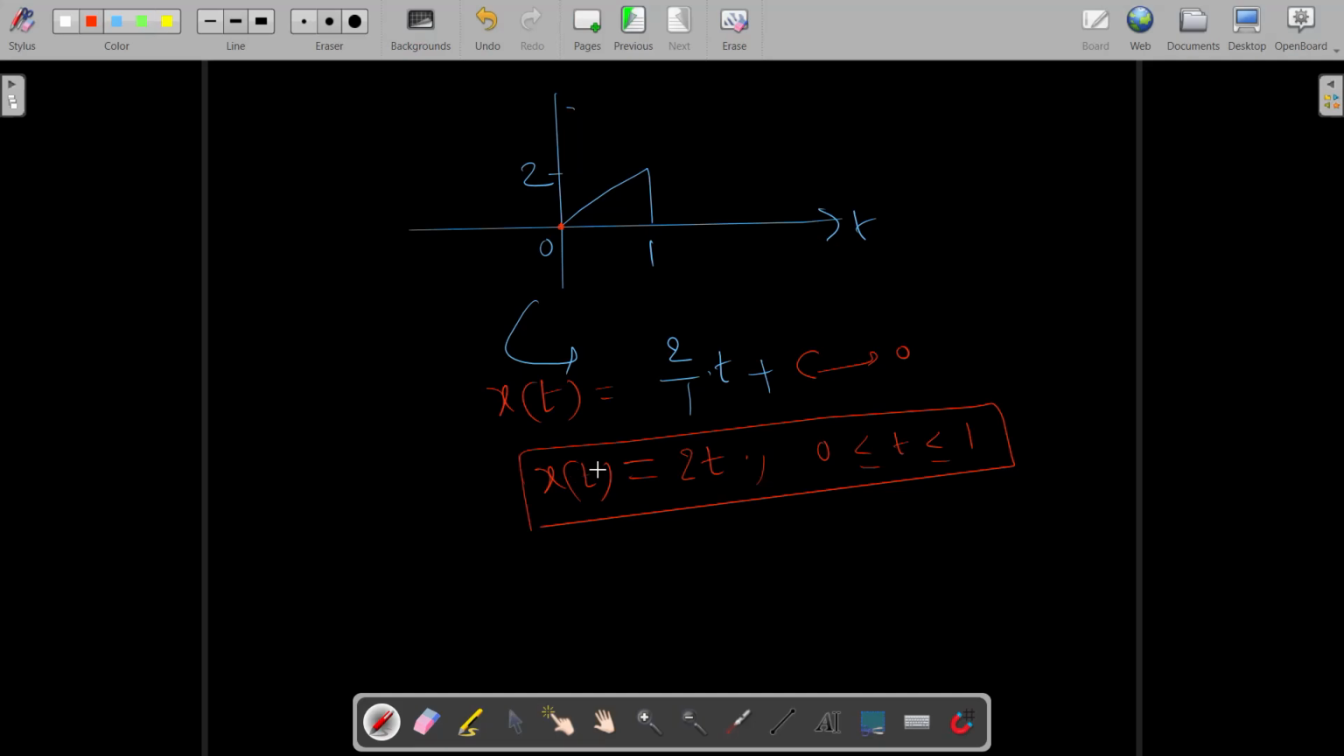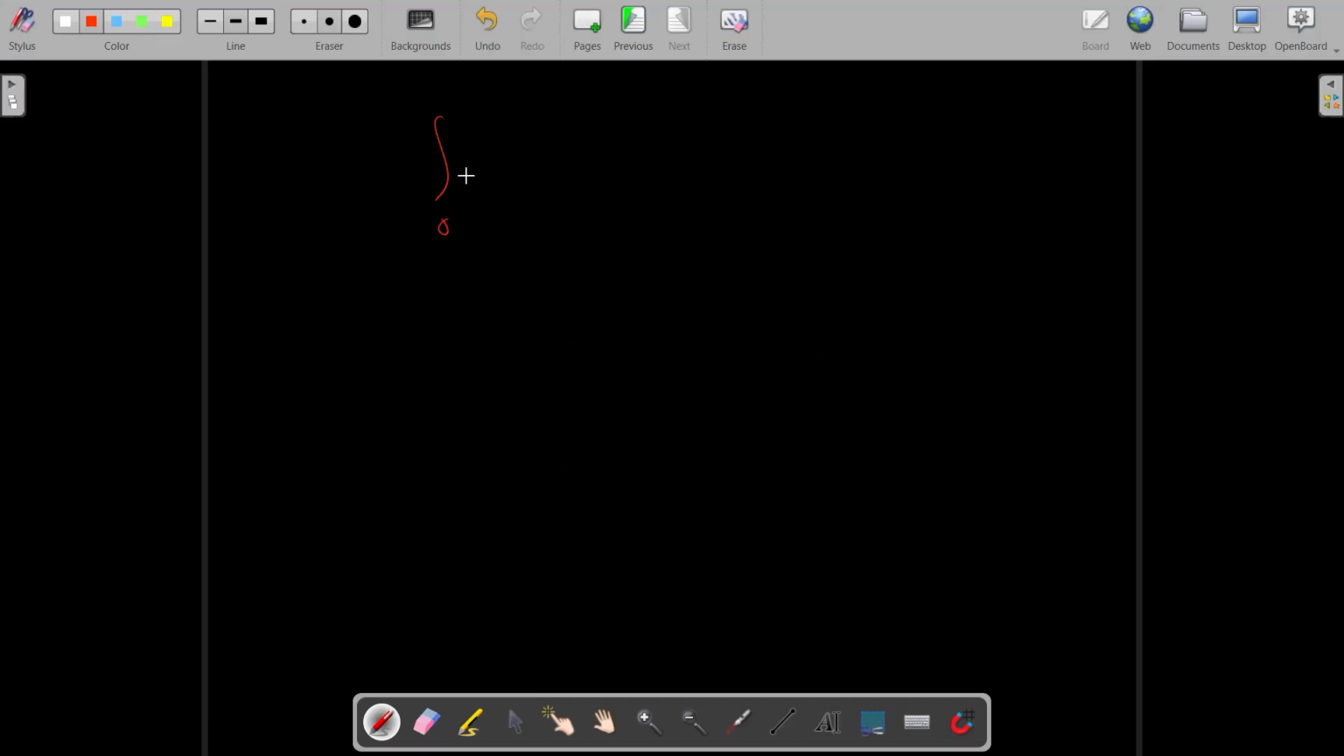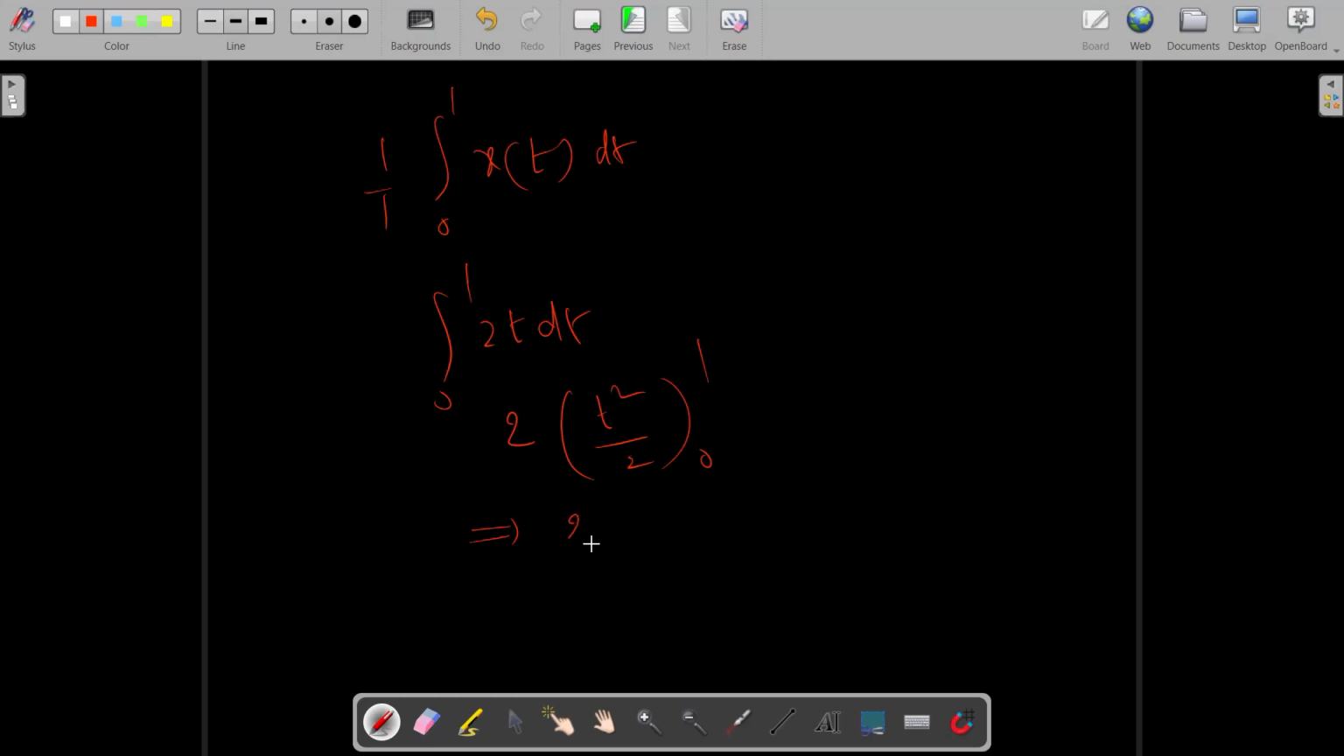Once we know the x of t expression, let us go back and plug it into the formula. The formula was 0 to 1 x of t dt, correct? This is 1 by 1. So 0 to 1, this is 2t into dt. So what is this? 2 into t square by 2, 0 to 1, correct? And the final answer is going to be 2 into 1 by 2, minus 0, so it is going to be 1. So the average value for this problem is 1, correct?